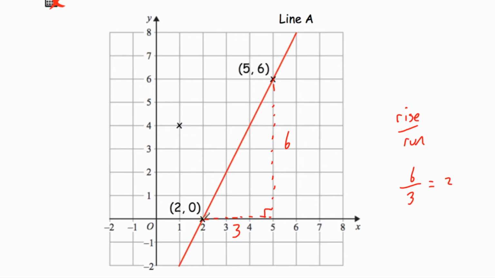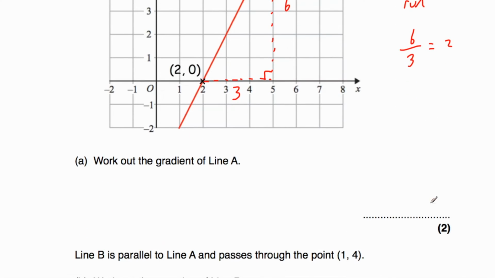Across 1, up 2, and let's just check. So let's start off with this point. Across 1, so from 2 to 3 is 1, and up 1, 2, yep, that works. Across 1, up 2, yep, and so on. Okay, let's have a look at our next question. So part A says work out the gradient of the line A, that is 2.